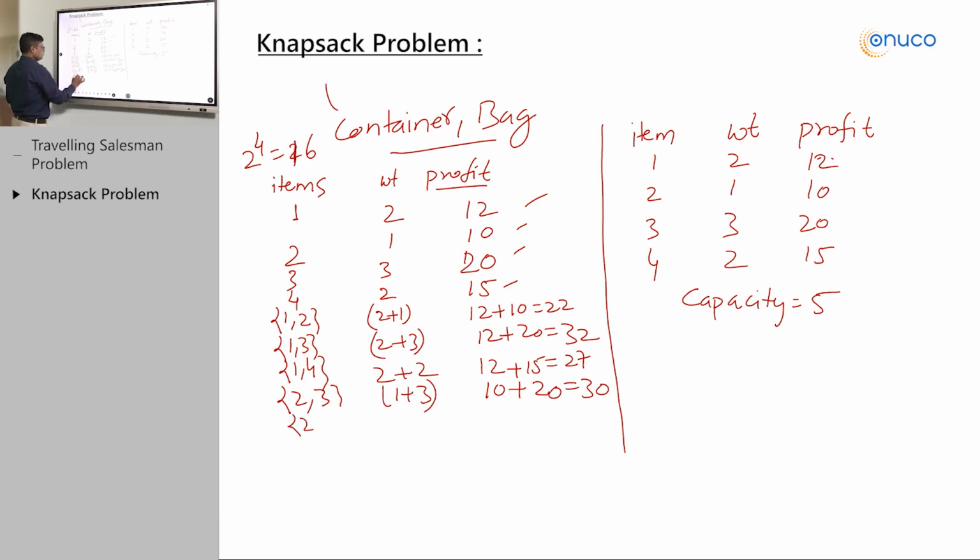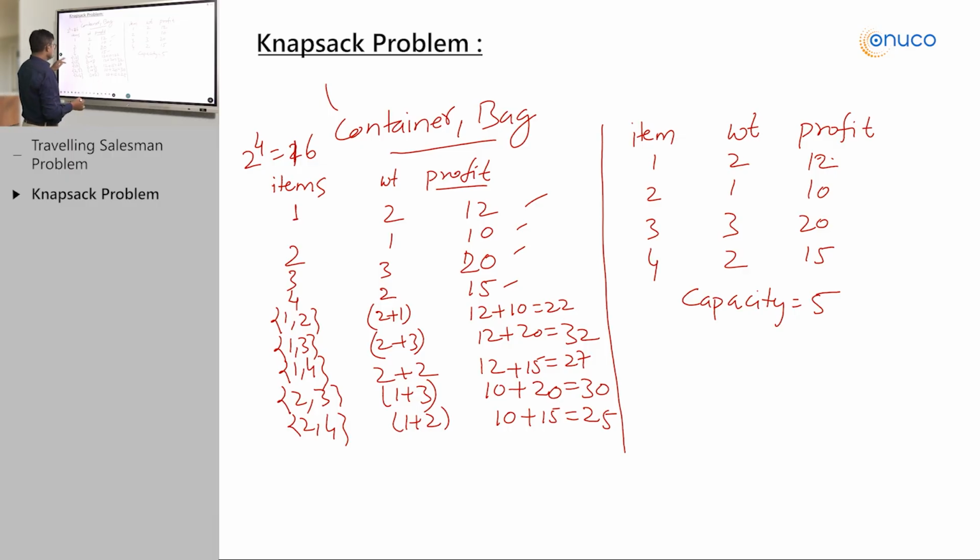Similarly, we have 2 and 4. What is the total weight for the bag? It is 1 plus 2, and total profit is 10 plus 15, which is 25.